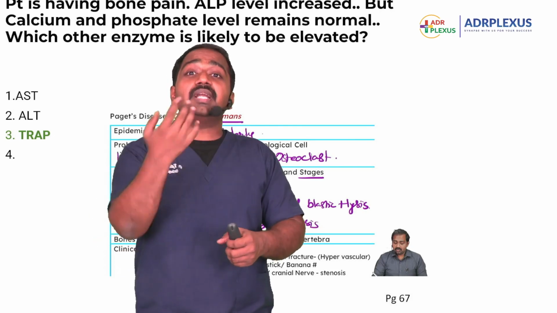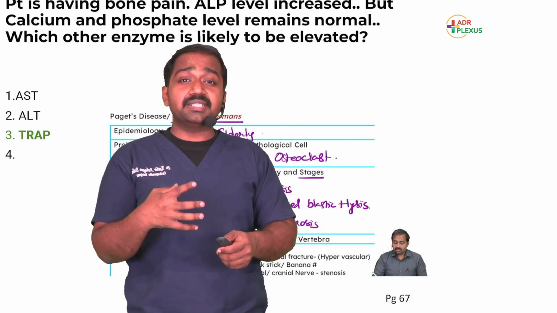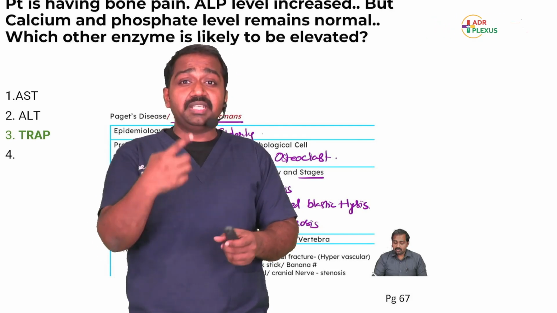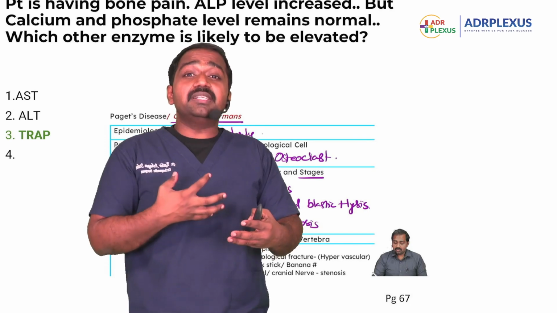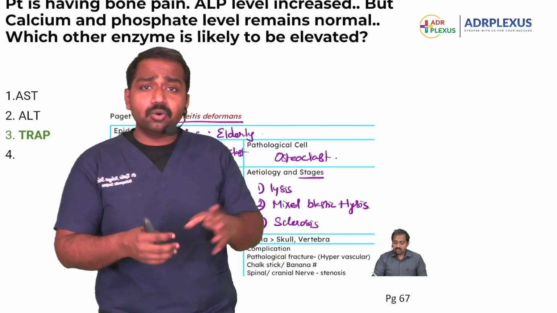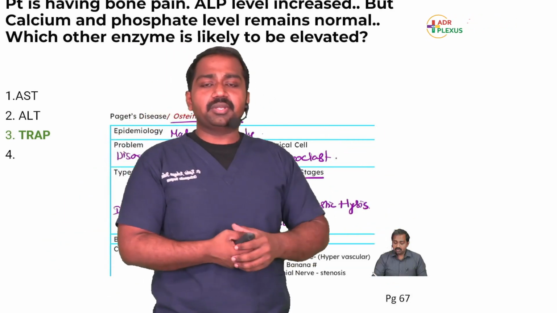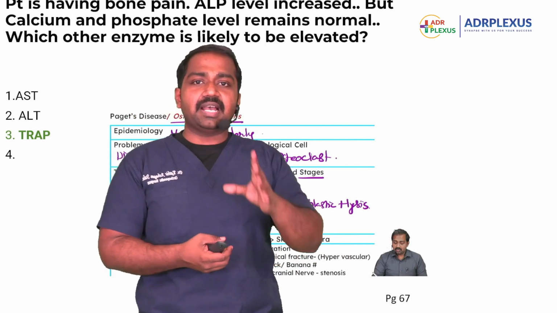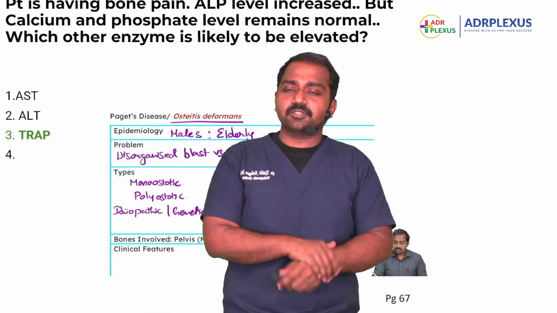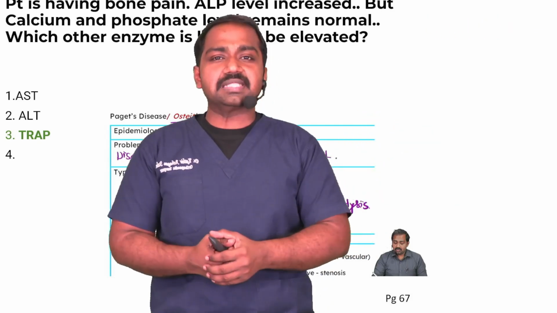Both bone formation and destruction markers can be elevated in Paget's, because it is not a single pathology. It is actually a problem of disorganized communication between osteoblast and osteoclast. So they both will secrete their enzymes, and that is why you can have both alkaline phosphatase and acid phosphatase, tartrate resistant acid phosphatase, elevated in Paget's disease. This was from our workbook, page number 67.